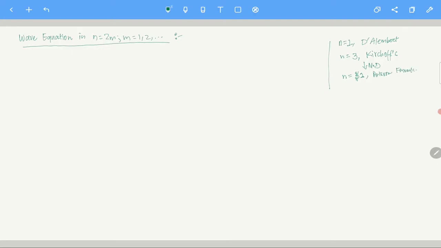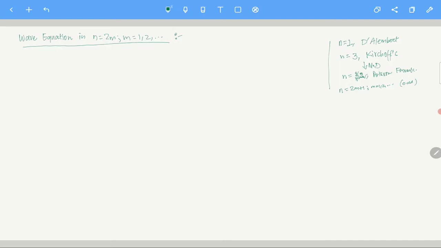In the last class, we generalized the idea of Kirchhoff's formula for n equals 2m plus 1, for m equals 1, 2, and so on. So basically we looked at the higher dimensional wave equation in odd dimensions. Today we are going to look at the higher dimensional wave equation in even dimensions.